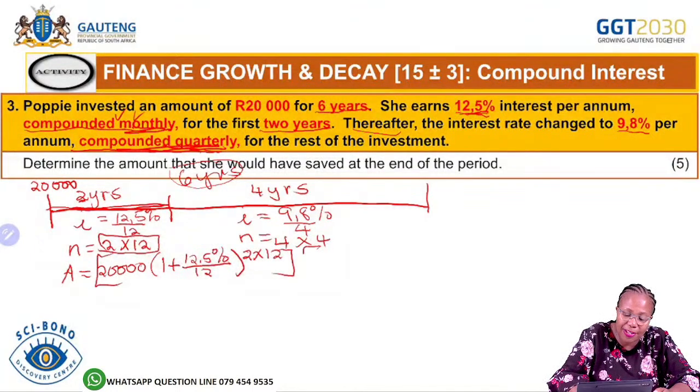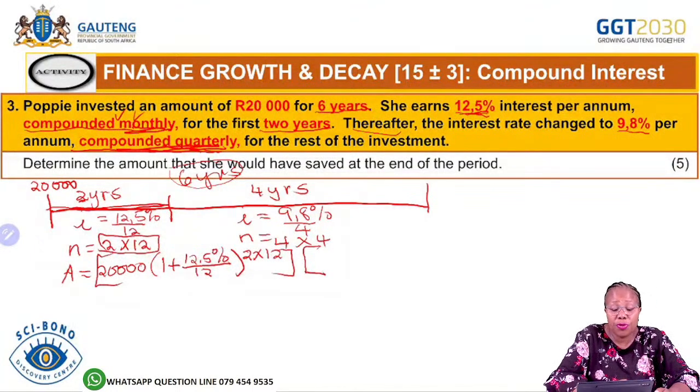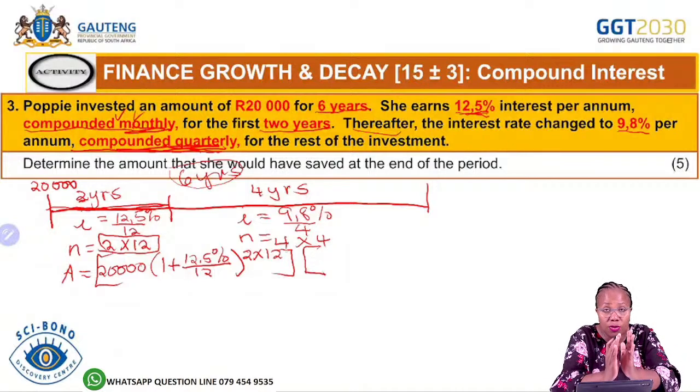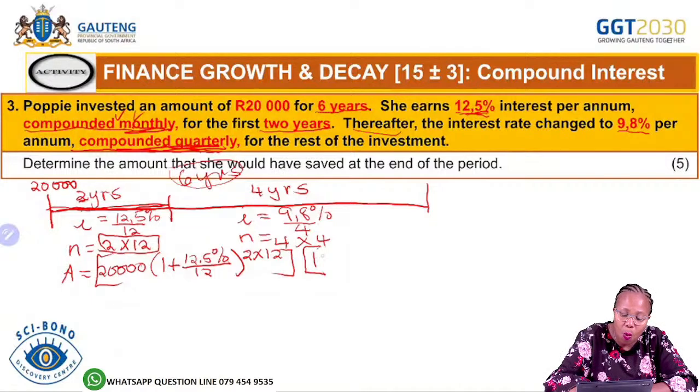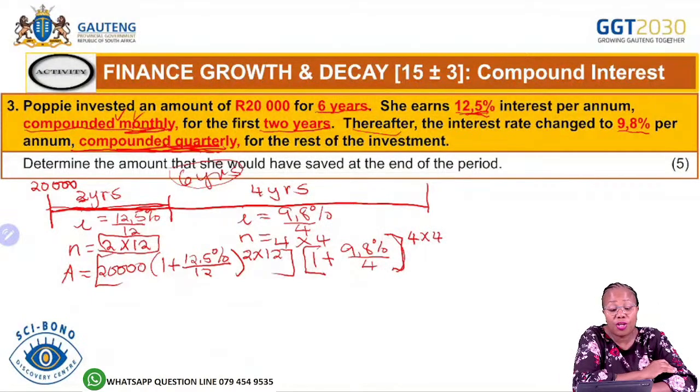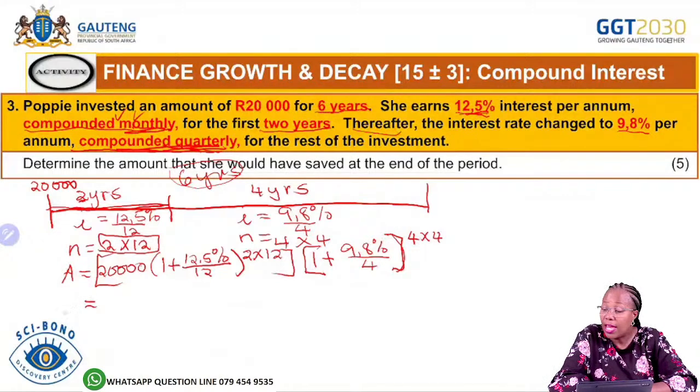We will be investing this again for a period of 4 years. Still on compound interest, this amount is invested into 1 plus i. Our i now will be 9.8% compounded quarterly, and then for a period of 4 times 4. So, grade 12, you can put everything into your calculator straight to the answer. And then this will give us how much?